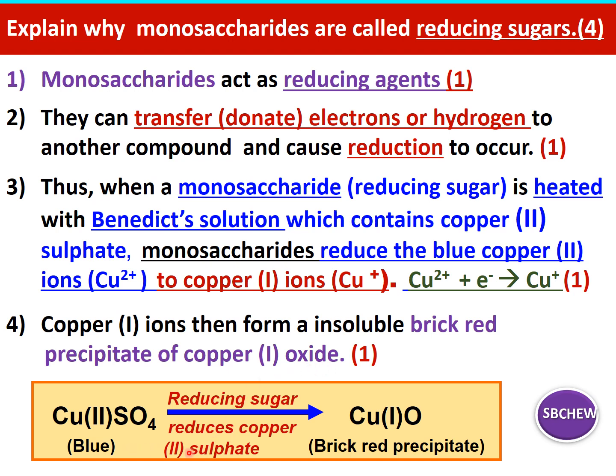So here's a schematic diagram. It's not an equation, just to show you that copper 2 sulfate plus reducing sugar produces the brick red precipitate at the end of the reaction. So this makes the Benedict's test a test for the presence of reducing sugars, such as the monosaccharides.